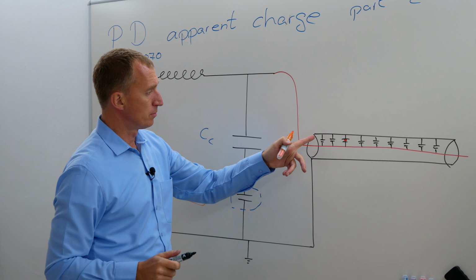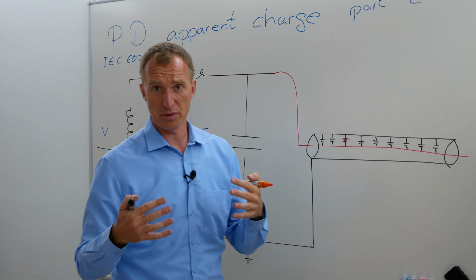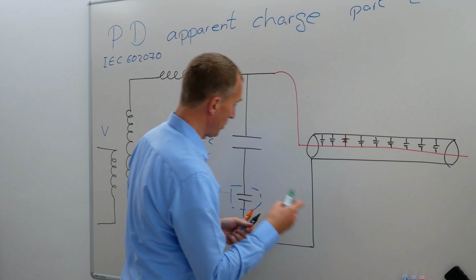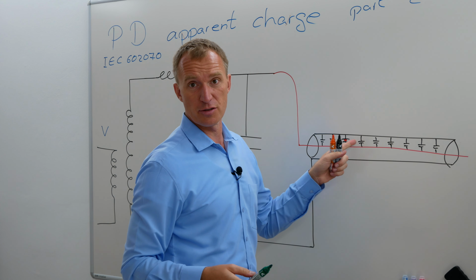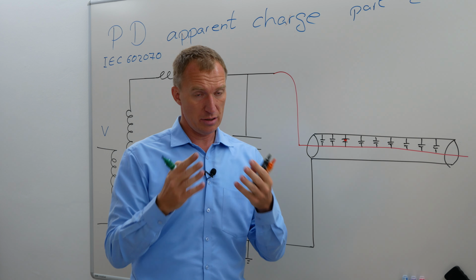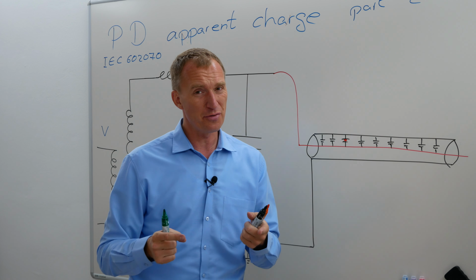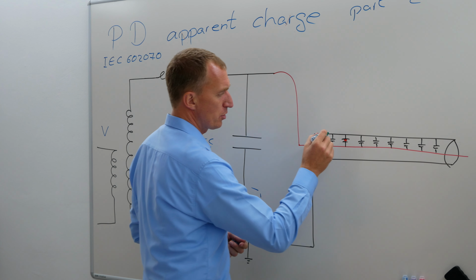So now, if we have a partial discharge in here, what is going to happen? How is the charge transfer going to happen? Will we only have a charge transfer from here, or will it happen inside as well? So now let's imagine it's a 100 picocoulomb partial discharge. As a matter of fact, we don't even know that, but let's imagine it's a 100 picocoulomb discharge. What is going to happen?